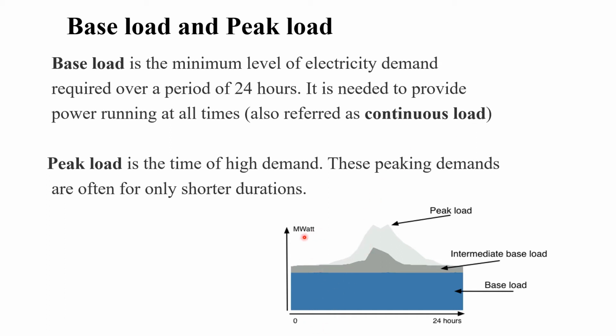Okay, this is the graphical representation for base load and peak load. This blue colored portion represents base load. That means it is the minimum level of electricity that will always be there. So it is referred to as continuous load. And the generating plants that work 24 hours in a day, or 30 days in a month, or 365 days in a year are referred to as base load plants. We will discuss them in the coming slides.